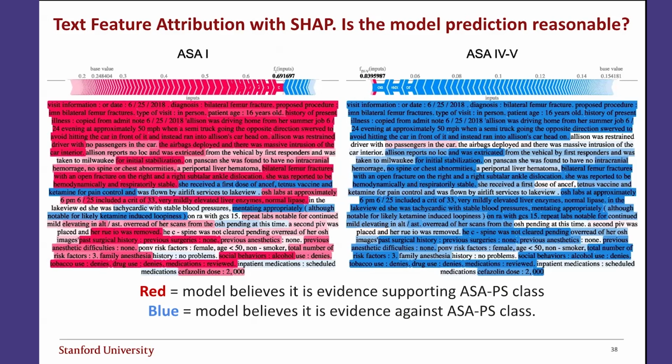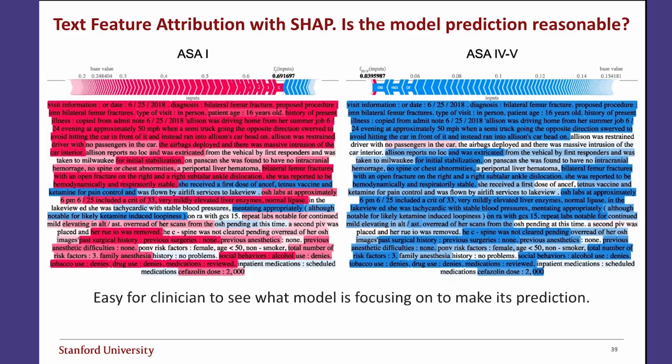This patient, despite a lot of scary words being mentioned in this text, overall is pretty stable. They had an injury, but nothing terrible is happening. The patient's previously healthy and doesn't have any major medical conditions. So I would classify them as ASA class 1.